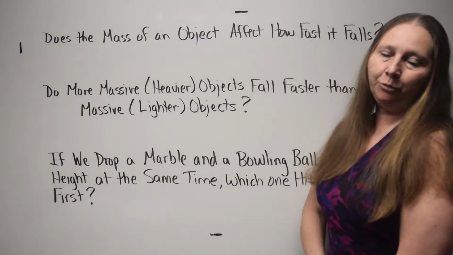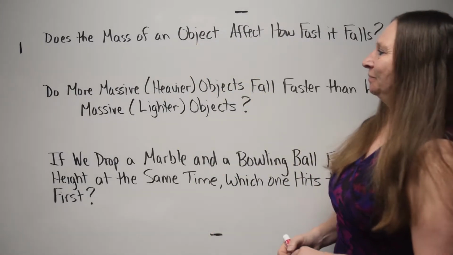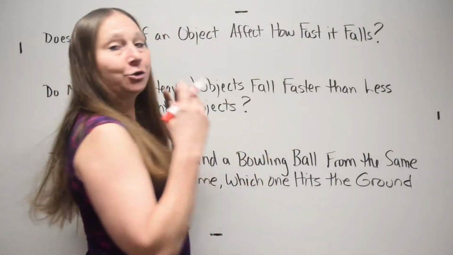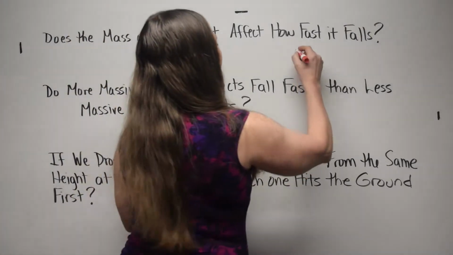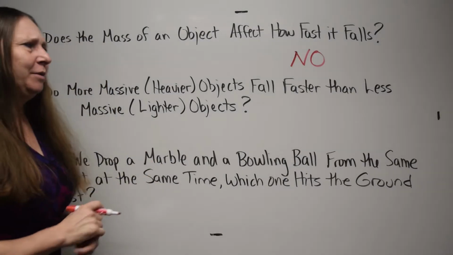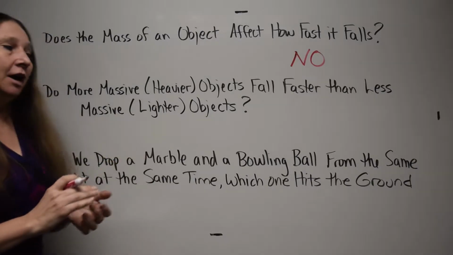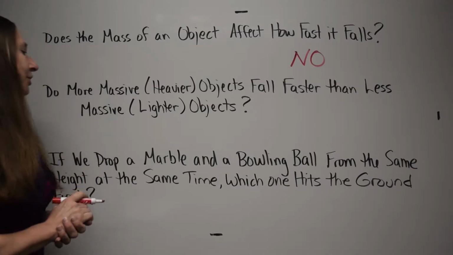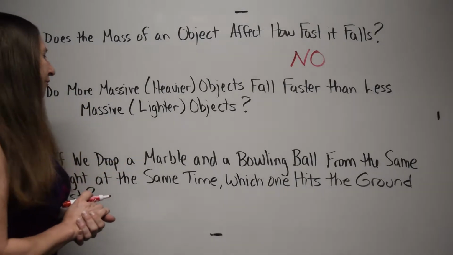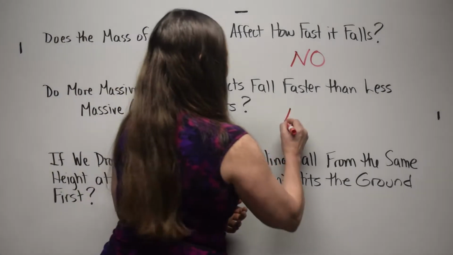The next question that we need to explore is this one. Basically, this is all the same question. Does the mass of an object affect how fast it falls? And the answer is no. In other words, let me ask this another way, because I'm not so sure that I like that answer. Do more massive, and that would mean heavier objects, fall faster than less massive, and that would mean lighter objects? Do more massive objects fall faster than less massive objects? And the answer is no.